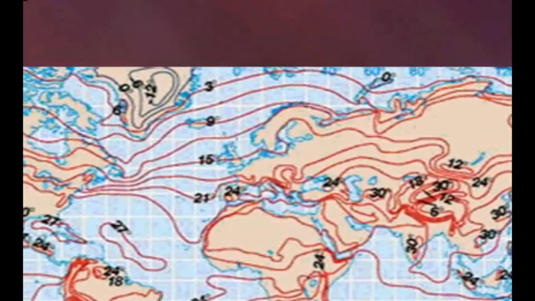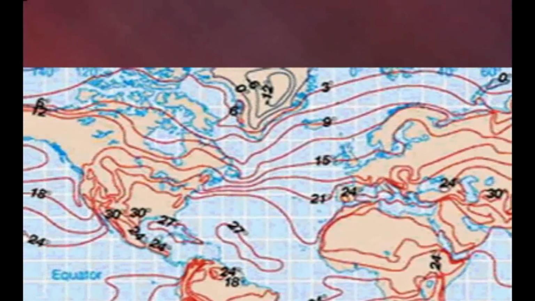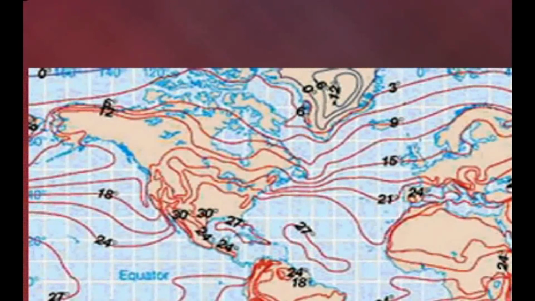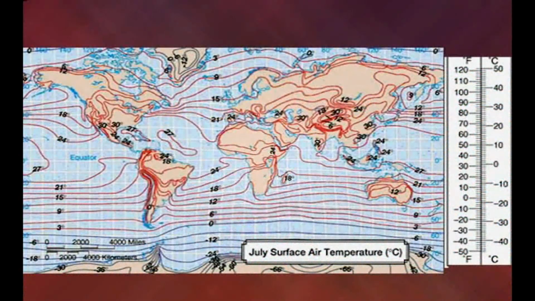In the northern hemisphere, the continents are much warmer than oceans. There are fewer isotherms and they are widely spaced in the northern hemisphere. Isotherms over continents bend towards the North Pole and over oceans towards the equator.